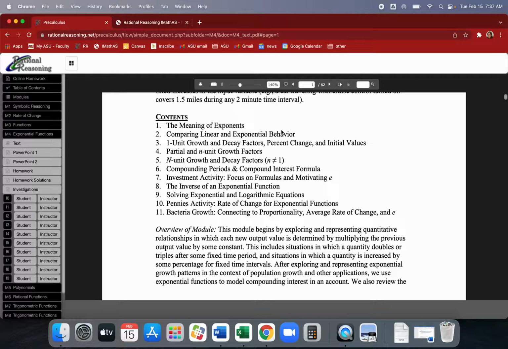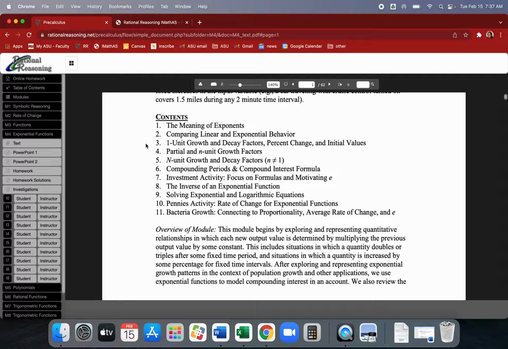So the meaning of exponents, linear versus exponential behavior, which we were just dealing with linear, so we'll do a little bit of comparison. And today we're also going to talk about 3 and 4 in this list, 1 unit growth and decay factors and partial and n unit growth and decay factors. We'll do more with that last one, that part 4, as well as 5, on Thursday.